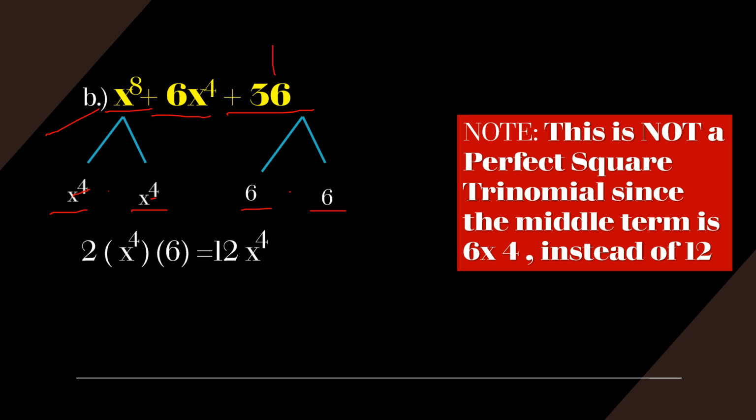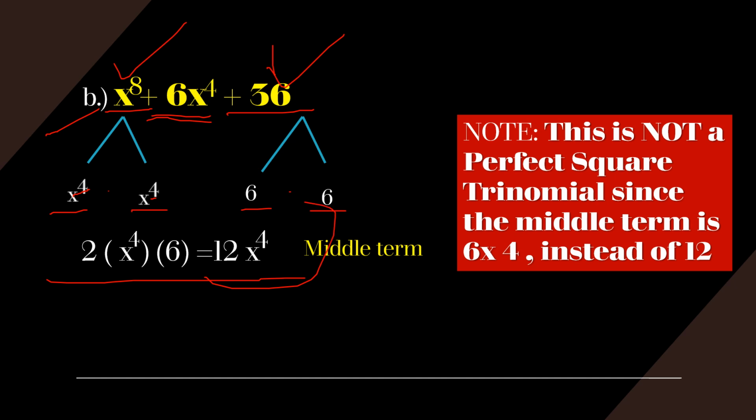Those are the roots, and we are going to examine if they make a perfect square trinomial. If the first term is a perfect square, yes, it is a perfect square, right? Okay, how about 36? Definitely it is a perfect square. Now let us check the middle term. The middle term is positive 6x raised to 4. So here is the answer. If we multiply 2 times x raised to 4 times 6, that is equal to 12x raised to 4. So it does not meet the middle term.